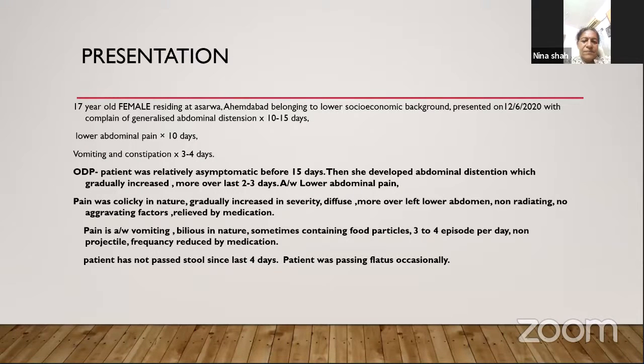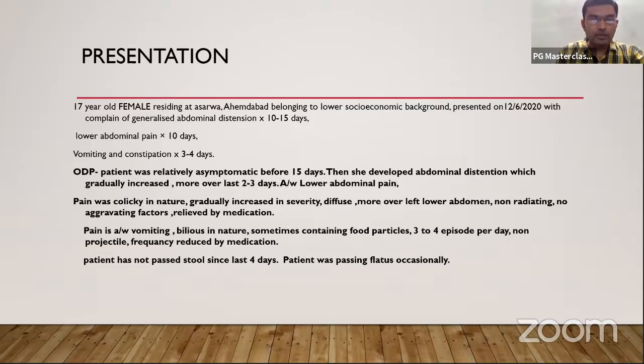Here is a 17-year-old female patient residing in Kasarwa, Ahmedabad, belonging to a lower socioeconomic background, who presented on the 12th of June with a complaint of generalized abdominal distension for the last 10 to 15 days. There was lower abdominal pain for the last 10 days, and vomiting and constipation for the last 3 to 4 days. The patient was relatively asymptomatic before 15 days, and then developed abdominal distension, which gradually increased over the last 2 to 3 days, associated with lower abdominal pain. The pain was colicky, gradually increasing in severity, diffuse, more over the left lower abdomen, non-radiating, with no aggravating factor, and relieved by medications.